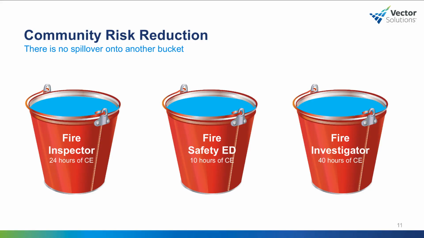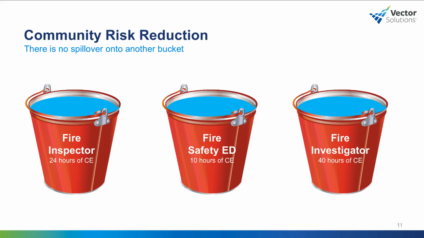With community risk reduction, if you're a fire inspector, you have to get 24 hours of continuing education in a year. If you're a fire investigator, it's 40 hours of continuing education in a year. And if you're a fire life safety educator, it's 10 hours of continuing education.